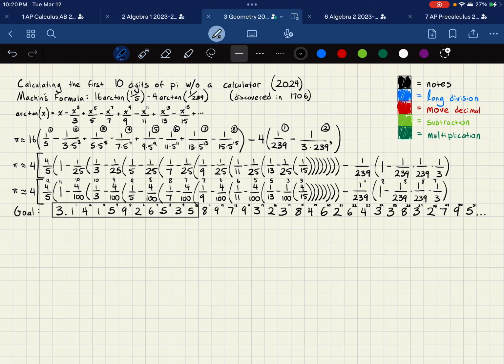All right, we are in our calculating digits of pi lesson. My goal today is to calculate the first 10 digits of pi. So I have my goal written down here. The little subscripts up here talk about the number of digits. I want to have this 5 calculated, and this number right here will be rounded.